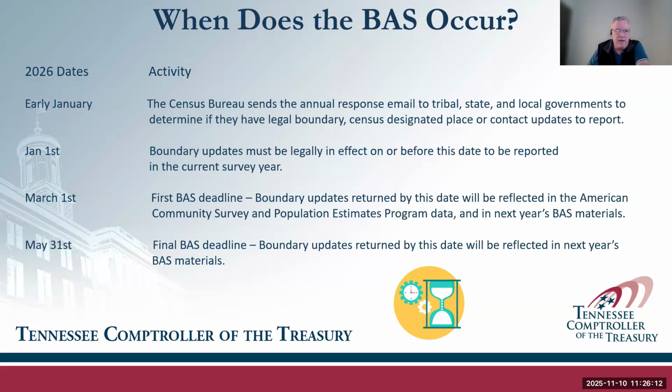And the two dates to really pay attention to are March 1st and May 31st. May 31st is the final deadline to get any changes to us, so they will be reflected in the next year's census geographic data.